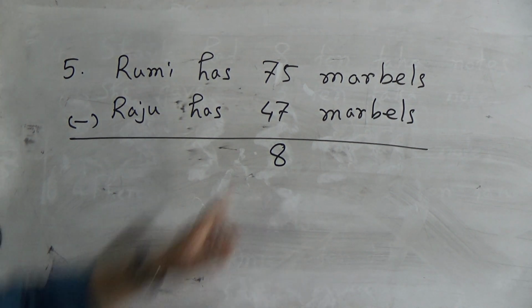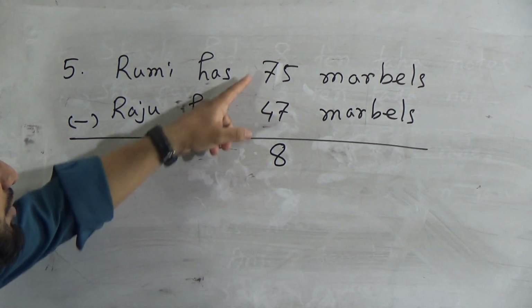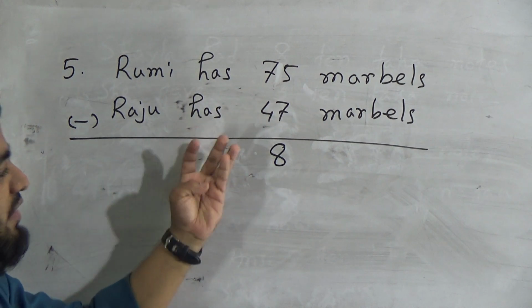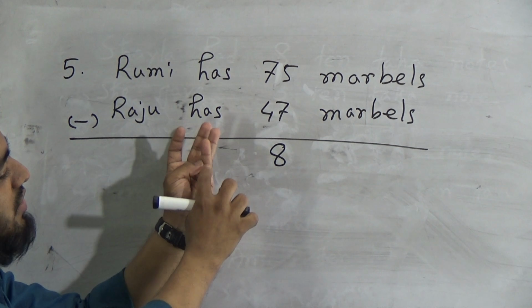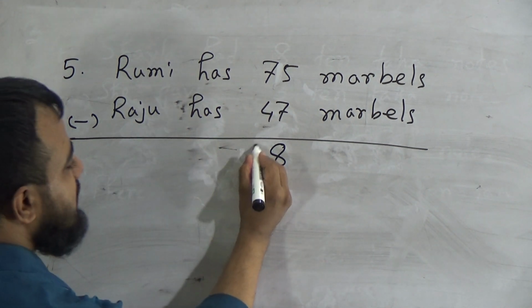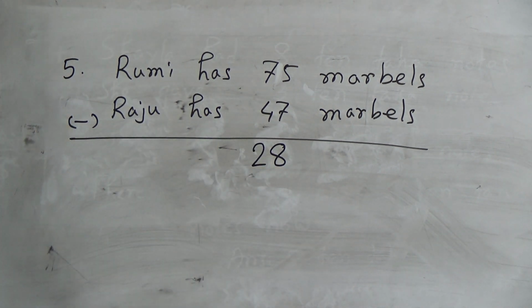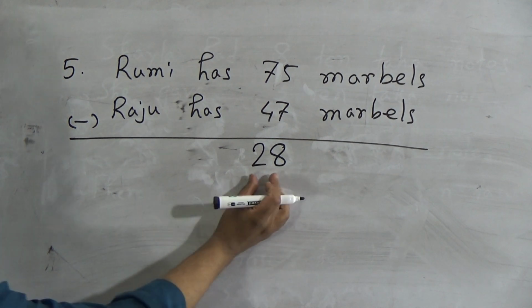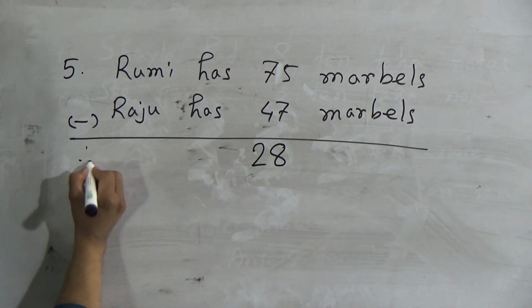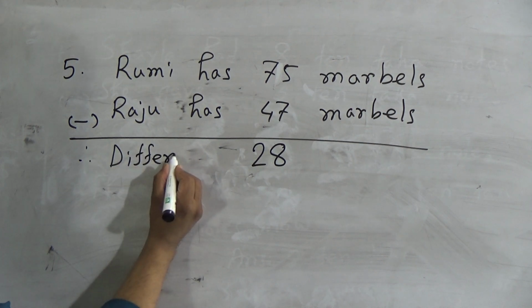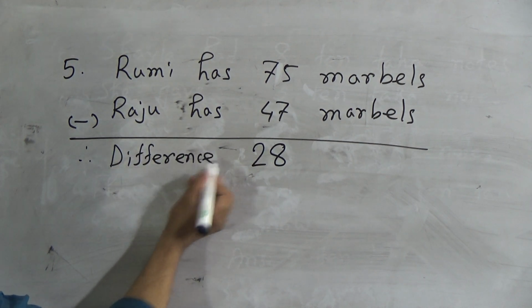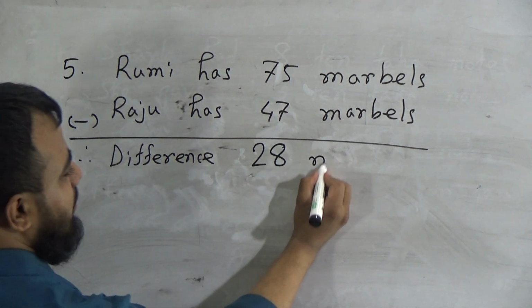That means we need to subtract 5 from 7. That means count up to 7 from 5. 5, then 6, 7. Stop. Now 1, 2. This is 2. So 2 will be in the tens place. That means Raju has 28 fewer marbles. This is our difference. So write down: therefore the difference is 28 marbles.